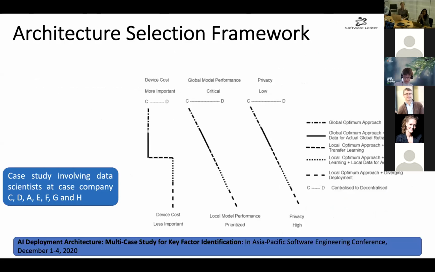And as a continuation to this study, when we did the study at these different companies, we figured out that there are different factors that determine whether you need to go for a cloud-based centralized approach, a decentralized approach, or a mix of centralized and decentralized approach. Based on the case study, we figured out the 3 important factors that can decide the selection: device cost, global model performance, and privacy. Also, we identified some additional factors too: explainability, scalability, device architecture, etc. But these are the 3 important factors.